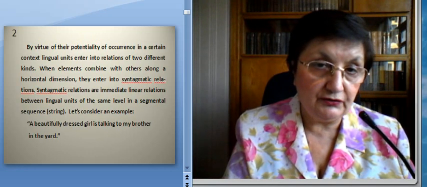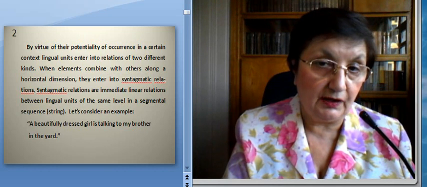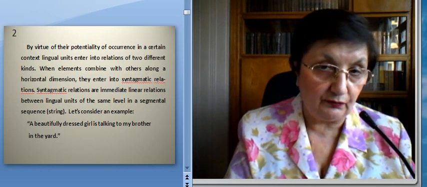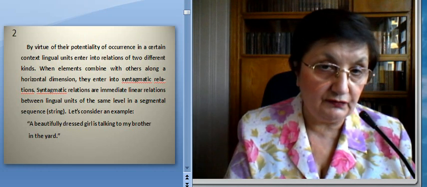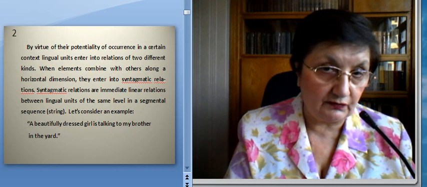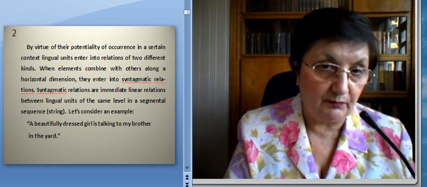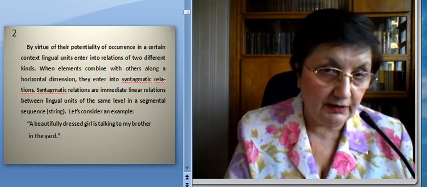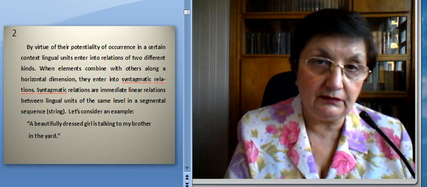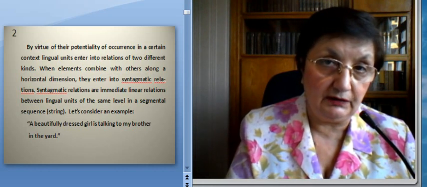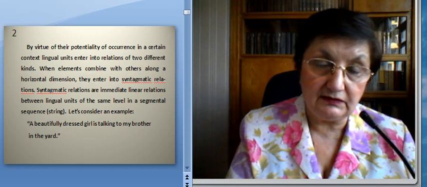By virtue of their potentiality of occurrence in a certain context, lingual units enter into relations of two different kinds. When elements combine with others along a horizontal dimension, they enter into syntagmatic relations. Syntagmatic relations are immediate linear relations between lingual units of the same level in a segmental sequence or string.